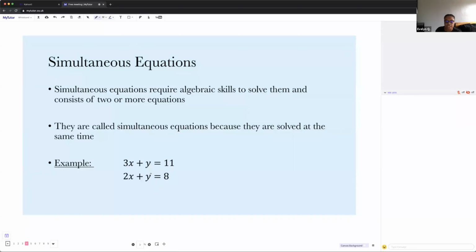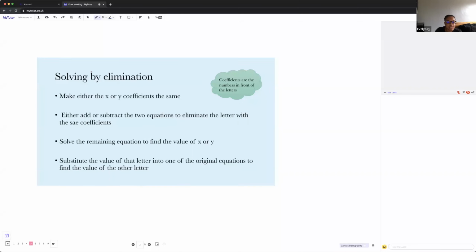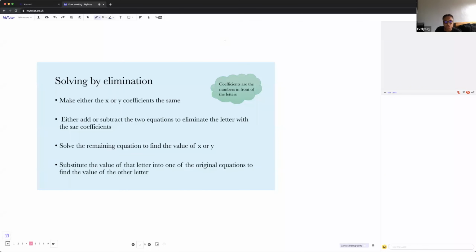So it's always good to check your answer at the end. Once you figure out what x is and what y is, make sure you put them into both equations to make sure that they work. Now, if we have a look at this now, to solve those type of equations, we solve by elimination. This is one way of solving it.